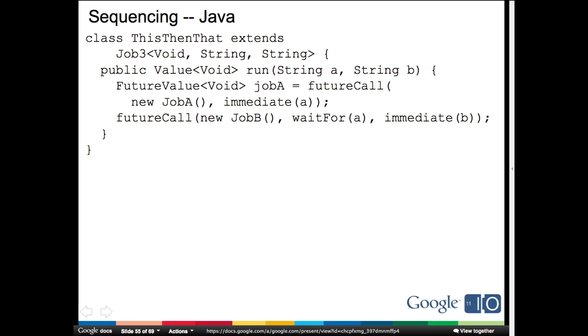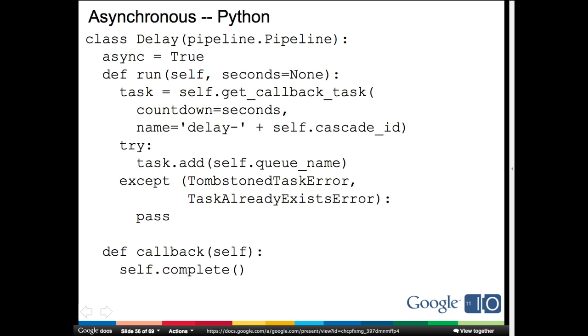Is it making sense so far to people also? Okay, cool. And sequencing on Java is exactly the same. You have another parameter. You can say wait for A. So you don't have to have data dependencies. You can just say do this after that. And then let's talk about asynchronous real quick.